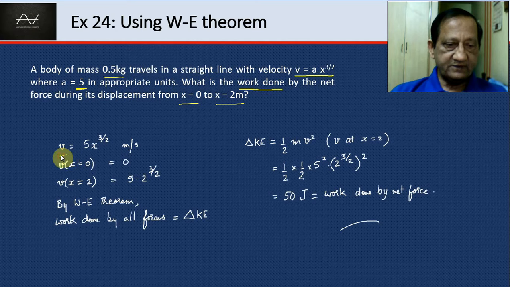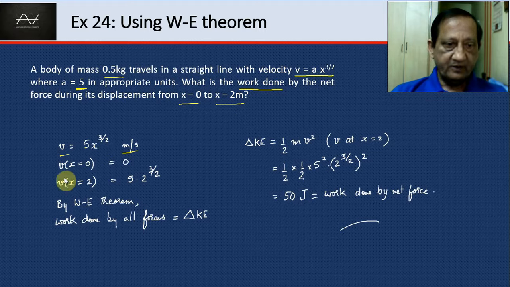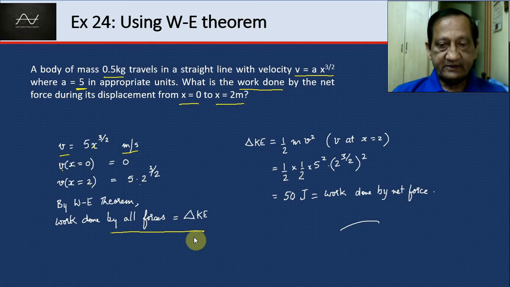So v is equal to 5 times x to the power 3/2 in meters per second. Now we need to know the initial and final kinetic energies. For that, we need the initial and final speeds. v at x equal to 0 is 0. v at x equal to 2 is 5 times 2 to the power 3/2. Work done by all the forces is the change in kinetic energy. Initially it was at rest, so the change in kinetic energy is the final kinetic energy, which is at x equal to 2.